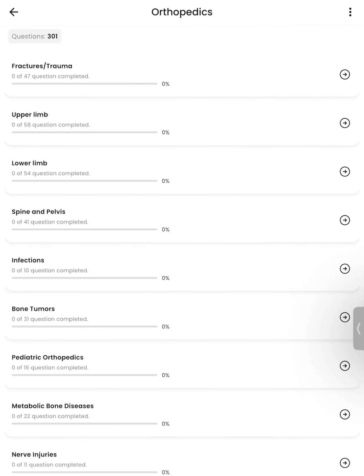As a daily question solving series, today I am going to start with orthopedics bone tumors. Okay, we will start solving the questions.